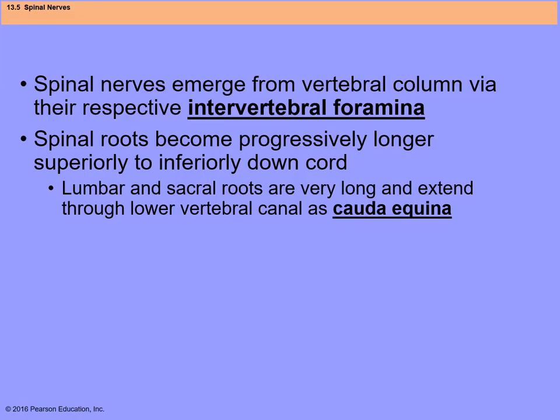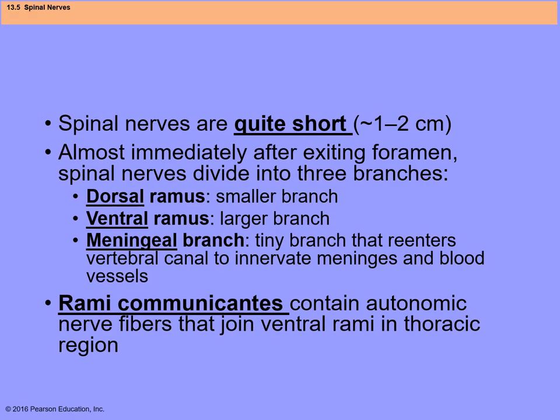So the spinal nerve is going to be coming out of the vertebral column through the intervertebral foramen. The spinal roots become progressively longer, superior to inferior as you go down the cord. So your lumbar and sacral roots are very long. The spinal nerves themselves usually are short. You have different rami, which are different branches of them.